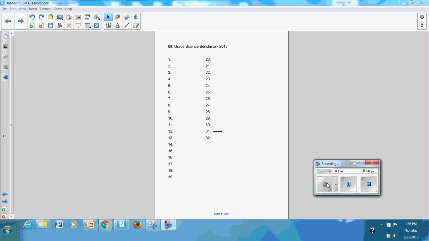Question 31. You are riding in a vehicle with a cup of coffee on the dashboard while traveling 30 kilometers per hour. The vehicle makes a sudden stop to avoid hitting the car that has stopped in front of it. What would happen to the coffee cup? Would it A, go backwards, B, stay stationary or still, C, go forward, or D, go straight up?